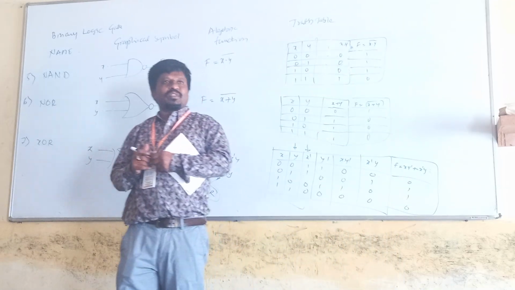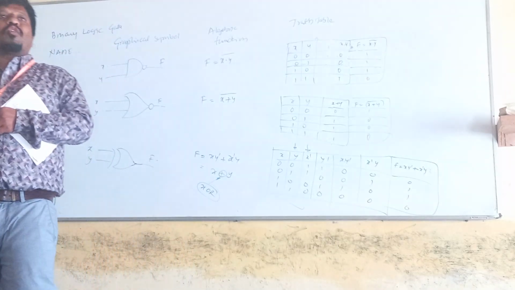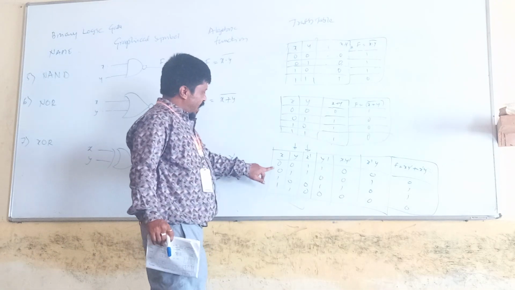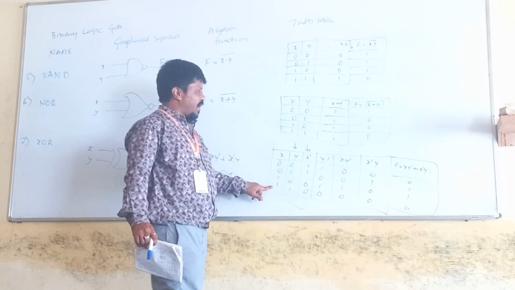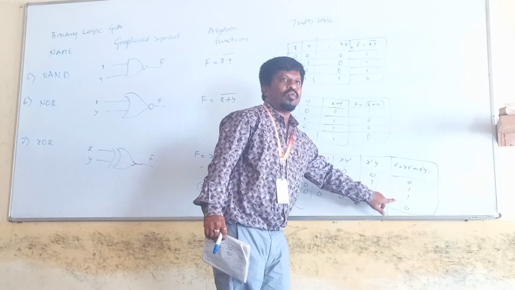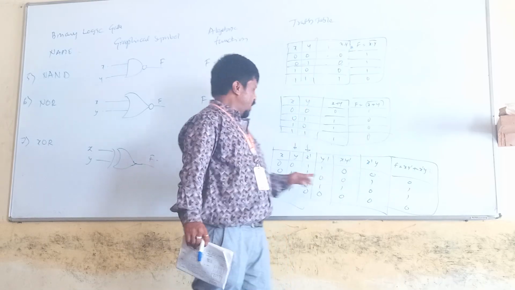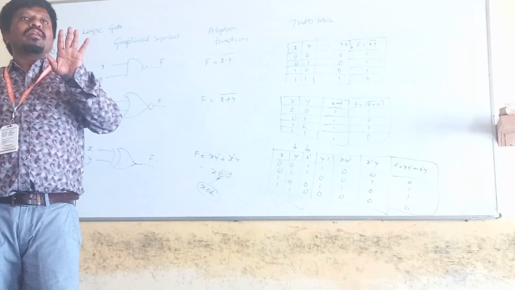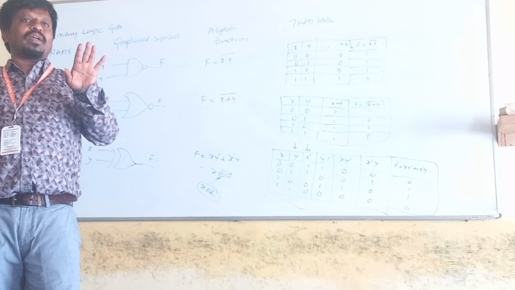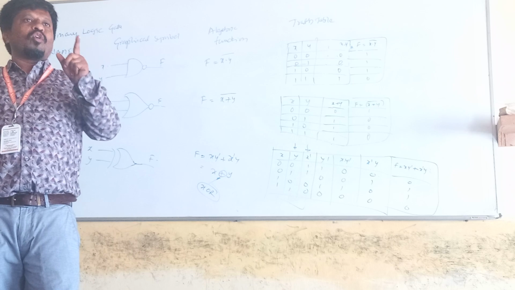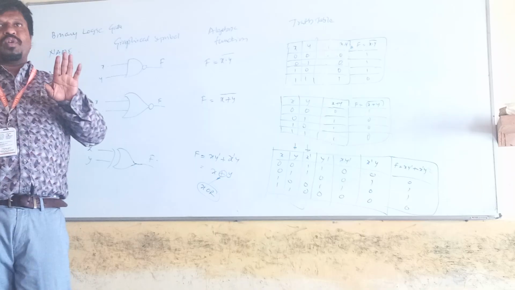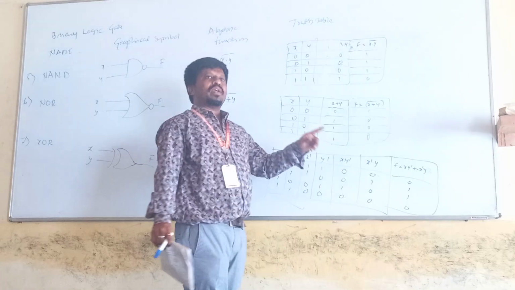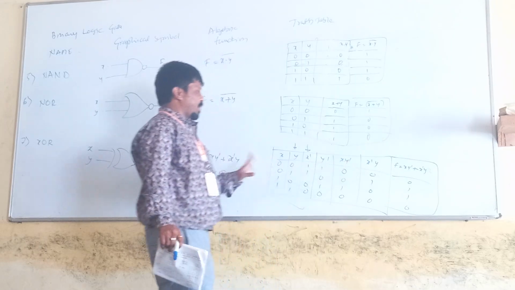If both inputs are low or both inputs are high, then the output is low only. Otherwise, it should be high. You should remember: if all the inputs to the logic gate are high, the output is low; if all the inputs are low, the output is high. Otherwise, it should be low. If both inputs are the same, the output is always low only. You should remember this.